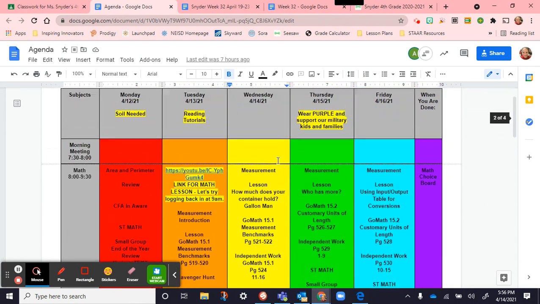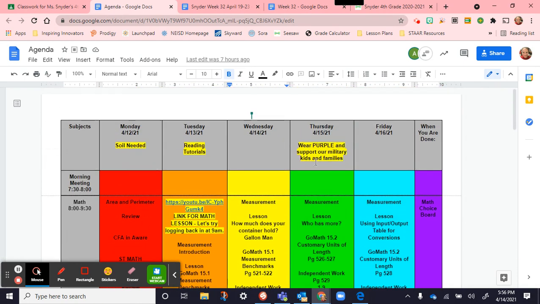And let's look at tomorrow. Tomorrow, make sure you wear your purple, and we will support our military kids and families and wrap up the rest of the week.